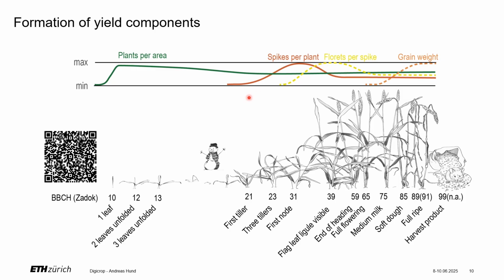There is spike per plant which you can count. And then something here, dashed, is the most important parts, namely the florets per spike and the grain weight, which is something we cannot assess from outside. It's very difficult in wheat.